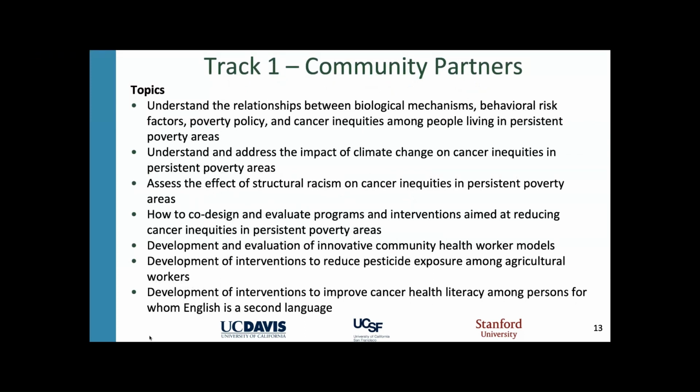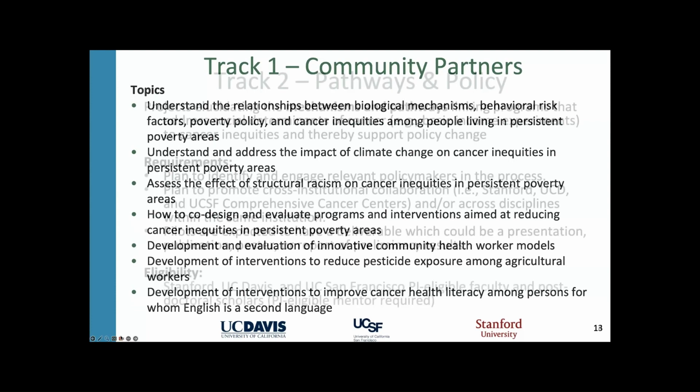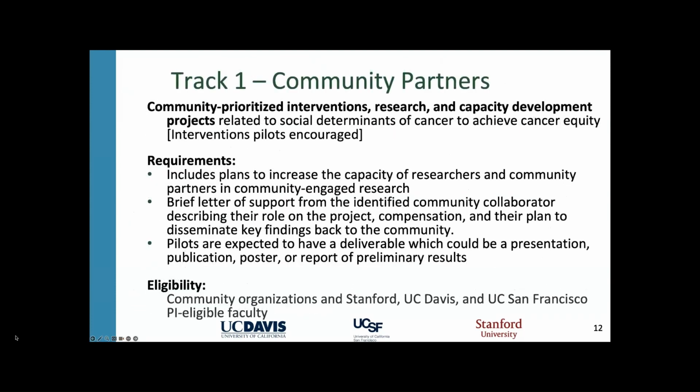So let's go a little deeper into each one of these tracks. Community partners. Oh, wait a minute, it looks like I skipped ahead one. Yeah. So community partners: community prioritized interventions, research, and capacity development. That's the idea for this one. The requirements are that it includes plans to increase the capacity of researchers and community partners in community engaged research. This is really where the partnership becomes most critical, and we are going to learn from our community partners and other community members about the issues and the problems with rectifying what we observe in persistent poverty. We need a brief letter of support from whichever community collaborator is involved.